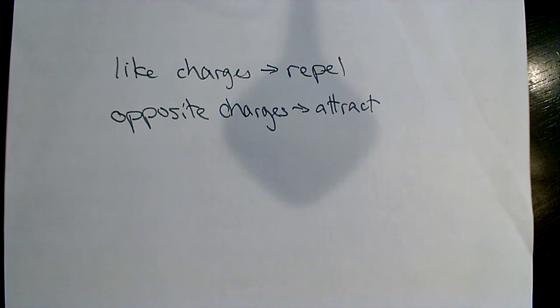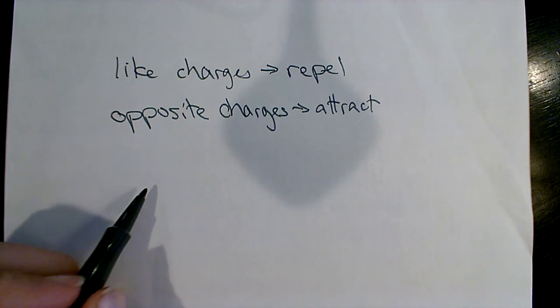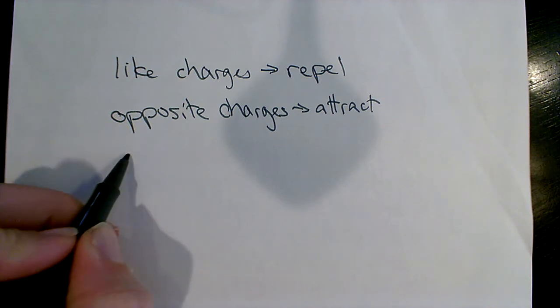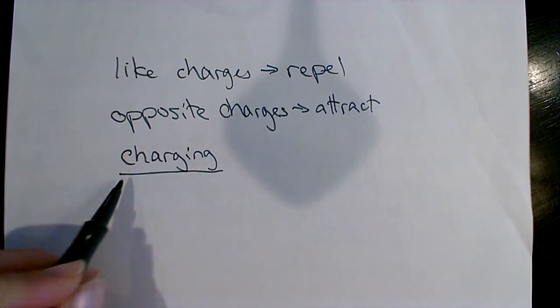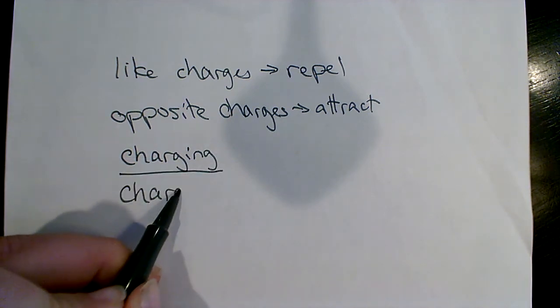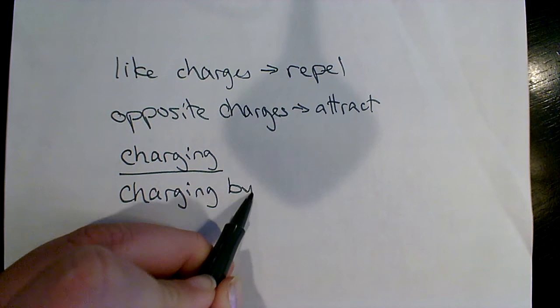Okay, so I feel like we probably knew that, but let's dive in a little bit deeper into how these charges are being made. How do we get something that's negatively charged? How do we get something that's positively charged? And we have three ways of charging. Okay, so first one is charging by friction.